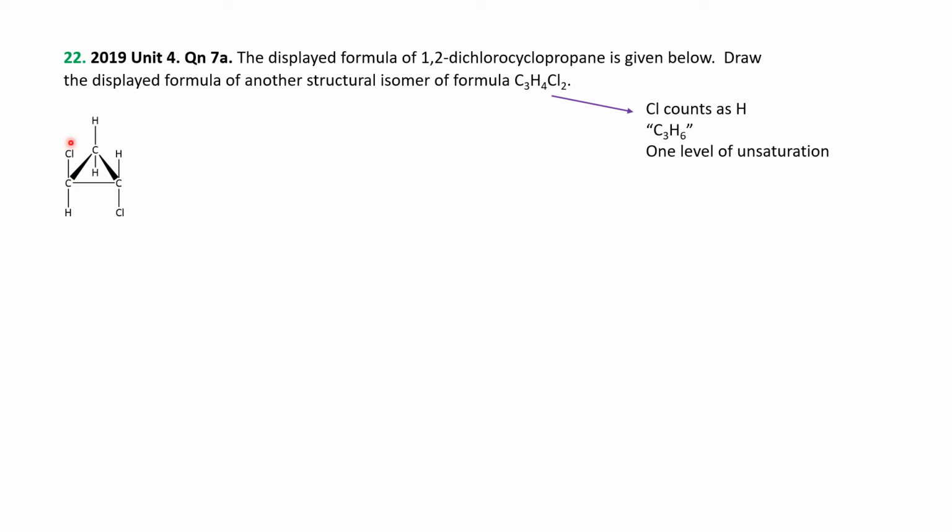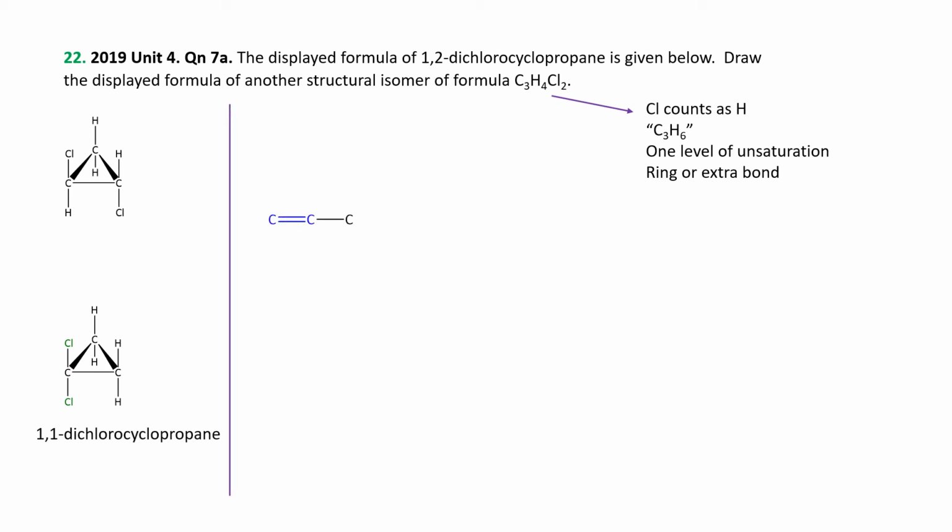So here we see the 1 degree is reflected as a ring. But you can also have just an extra bond, a double bond, to give you that level of unsaturation. So for other ring possibilities, here we've got 1,2-dichloro. No reason you can't have both the chlorines on one carbon, so that would be 1,1-dichlorocyclopropane. But now let's throw in the alkenes. With 3 carbons, the only way you can do it is to have carbon 1 and carbon 2 as the double bond, and then carbon 3 all by itself.